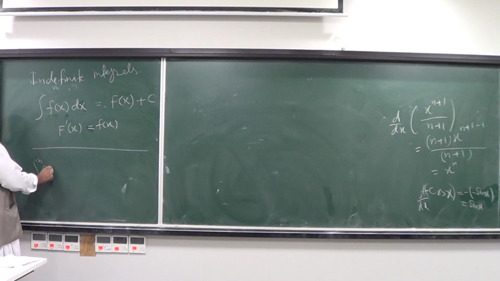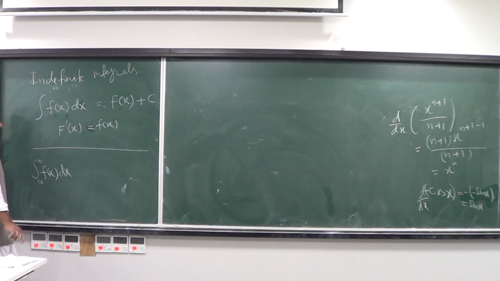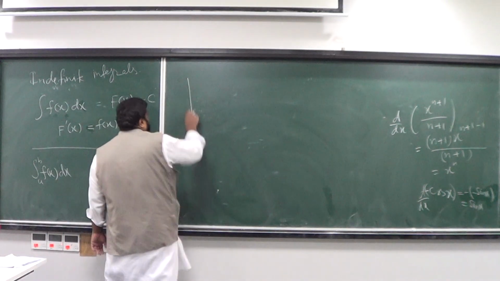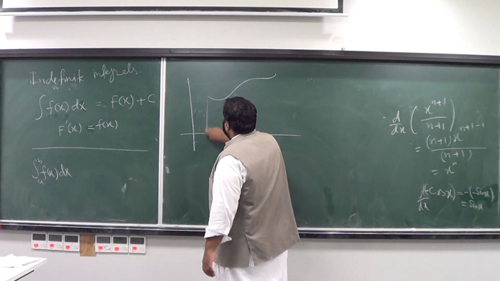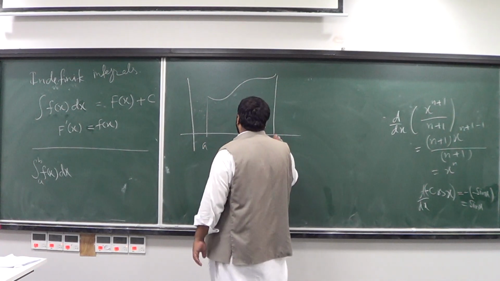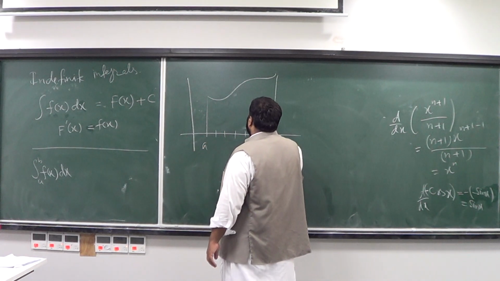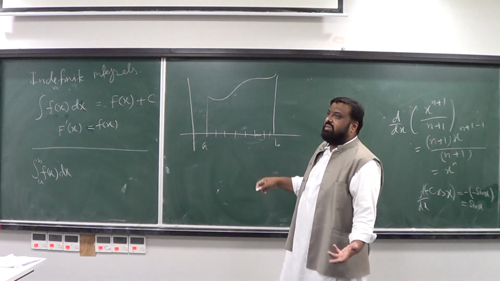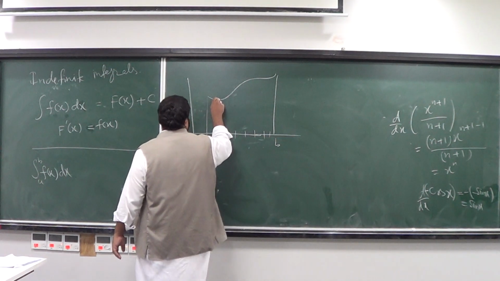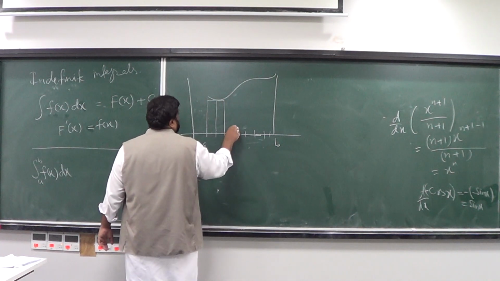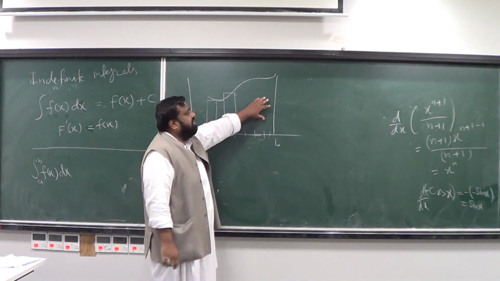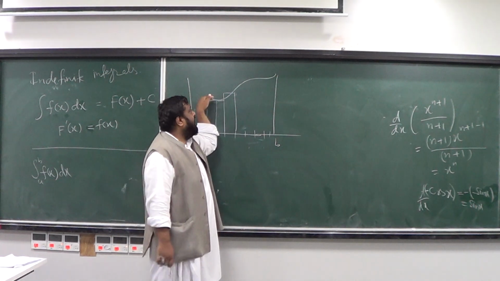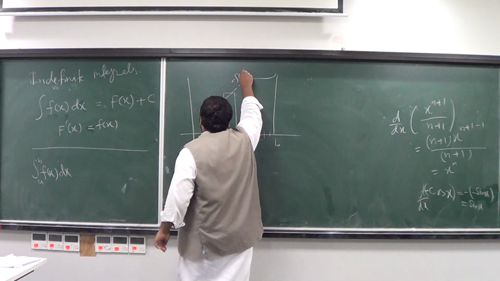The integral of f of x dx from a to b. So we saw one interpretation: say f of x is this curve, defined on an interval a to b. Split the interval into subintervals, create the rectangles, and add the areas of these rectangles. That is going to approximate the area under this given curve f of x.